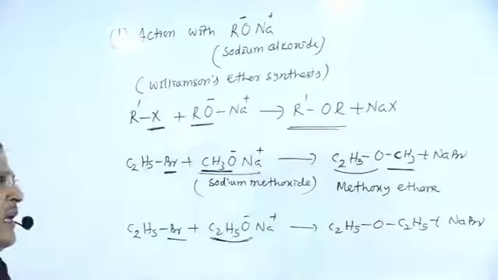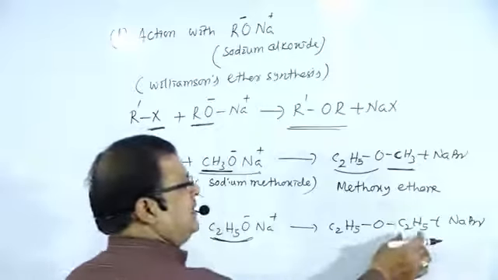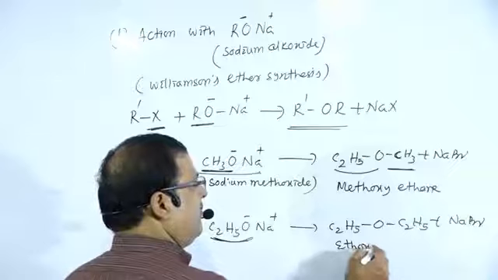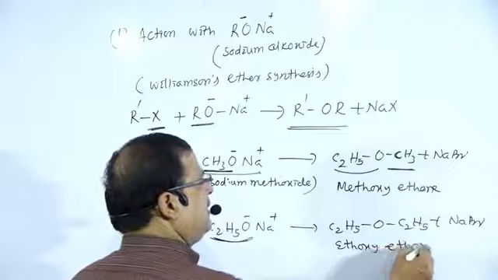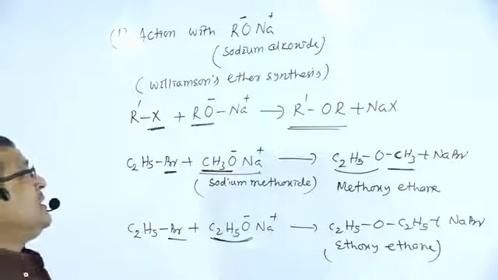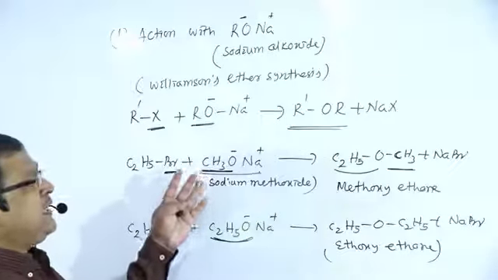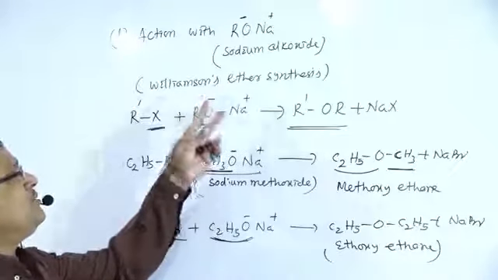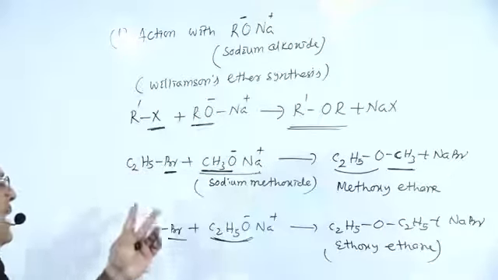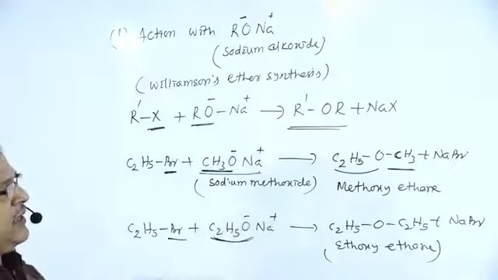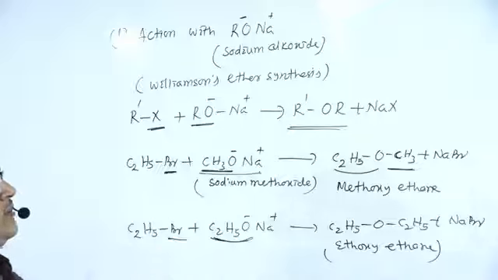That is diethyl ether, or ethoxyethane, and the common name is diethyl ether. This reaction shows the formation of an ether, and it is known as Williamson's ether synthesis. When alkyl halides react with sodium alkoxides, ethers are formed. That is Williamson's ether synthesis.